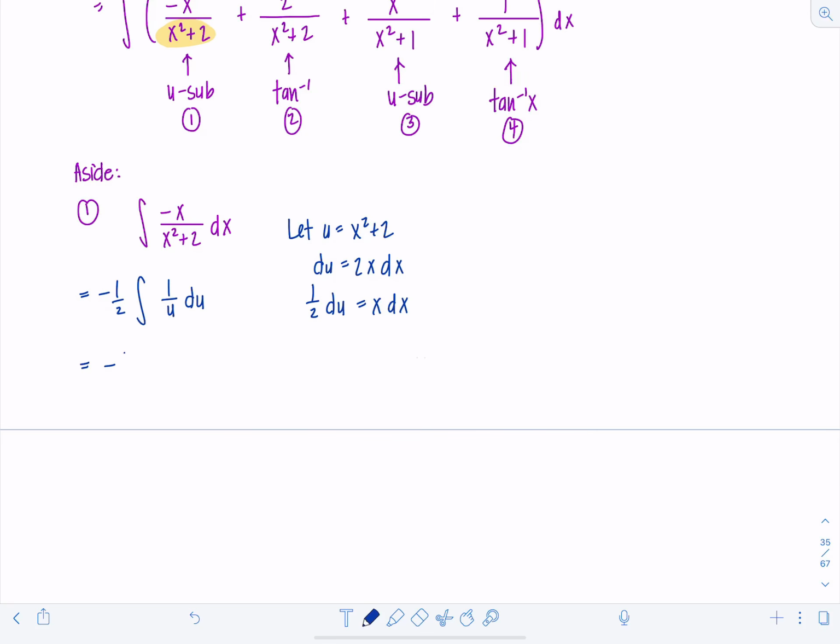And then this gives me -1/2 natural log absolute value of u plus, I'll call this C1. Okay, you'll see why in just a second. It's going to be so nice. And then I'll rewrite this now as -1/2 natural log absolute value of x squared plus 2, plus C1. Okay, so that's on hold. That's the result from number 1.